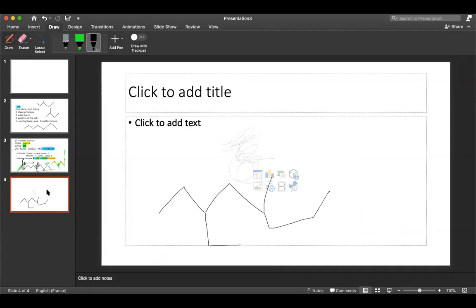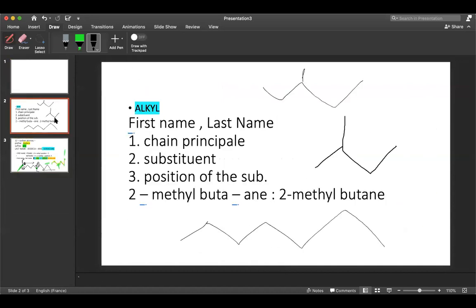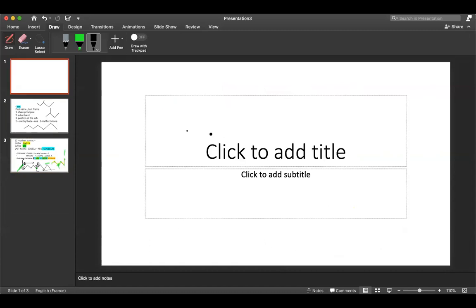So this marks the end of the first part of the alkane nomenclature. Then the next time we come, we are going to do just examples and the addition of some rules, to alkynes.